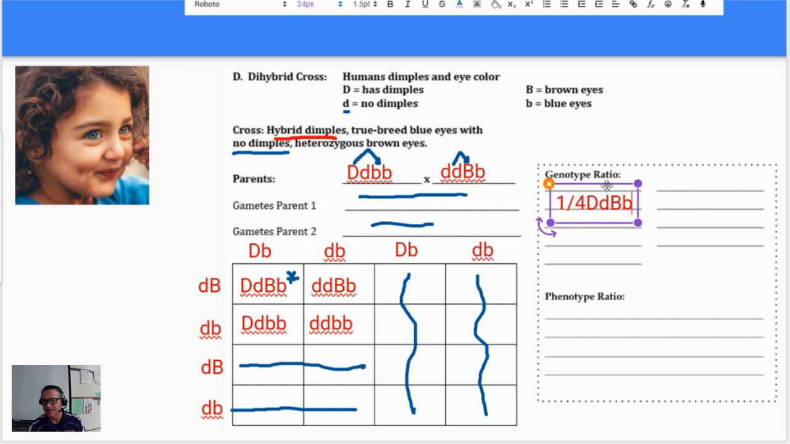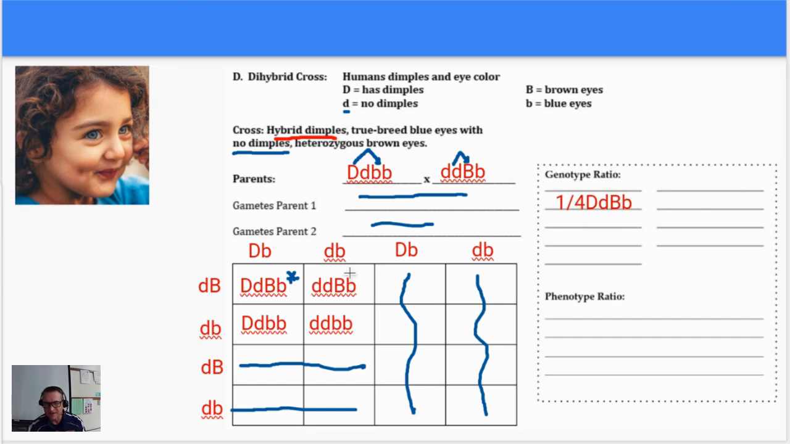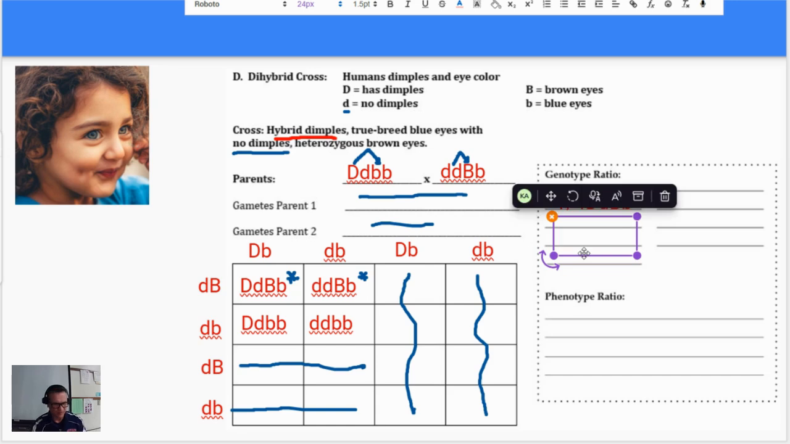All right, so we're done with that one. And then we do the next one. How many of them out of 4 have this genotype? Little d, little d, big B, little b. Only 1. So it's 1 out of 4 again, 25%. 1 out of 4 or 25% will be little d, little d, big B, little b.